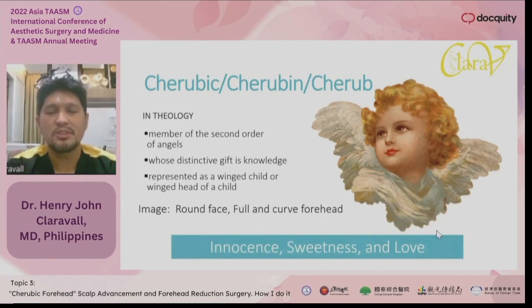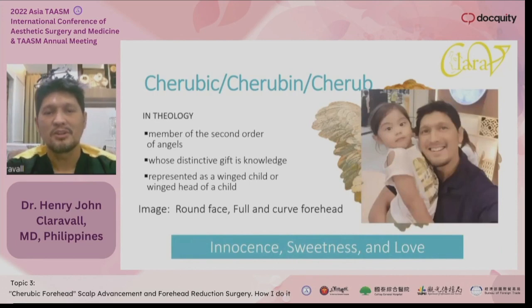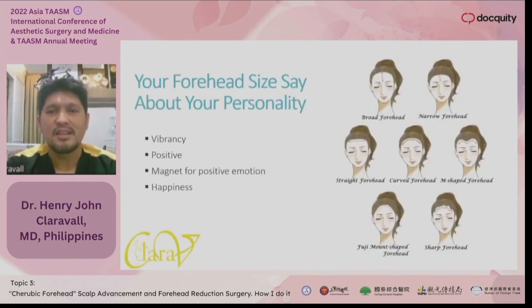Same is true with what you see with your kids. That's why I'm showing to you my daughter. She's Ashi. She's 3 years old. As you can see, her forehead is very round and curved compared to my forehead. As an adult, the size and shape of the forehead may tell something about our personality. It has been said that having a curved one is a symbol of vibrancy, positivity, and happiness.